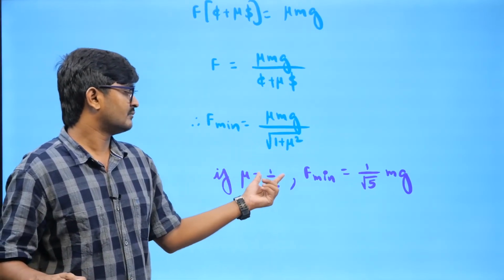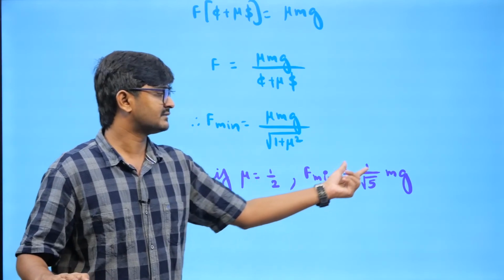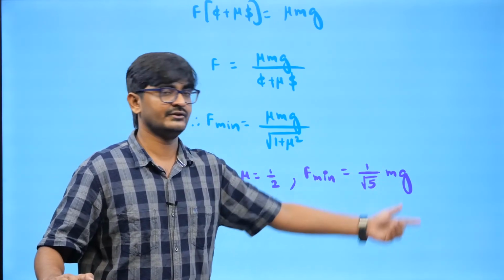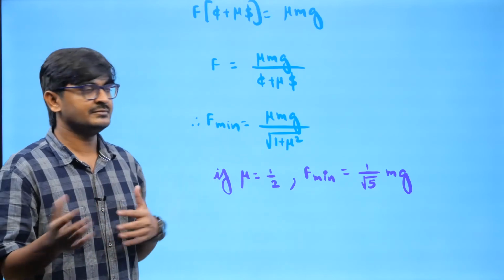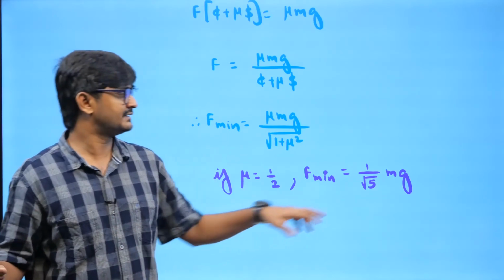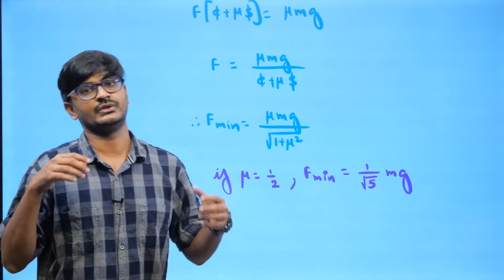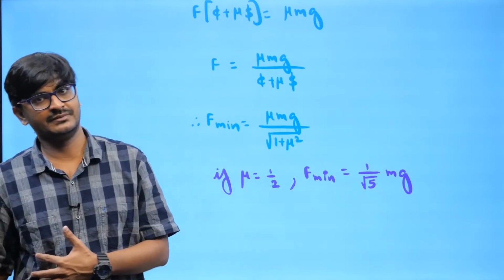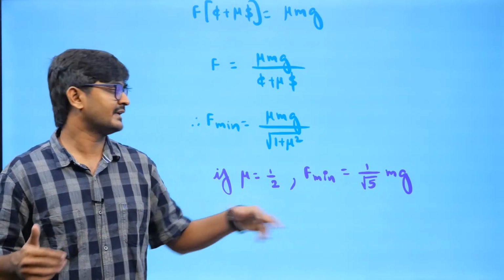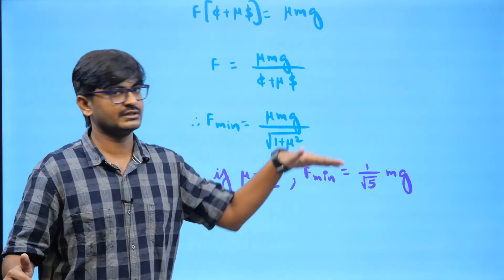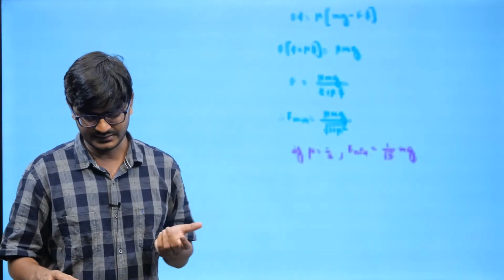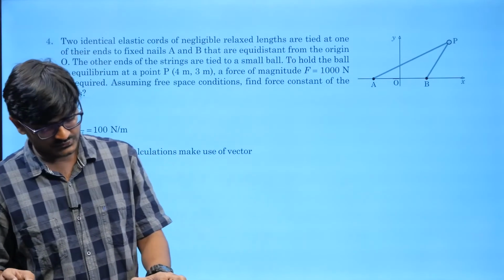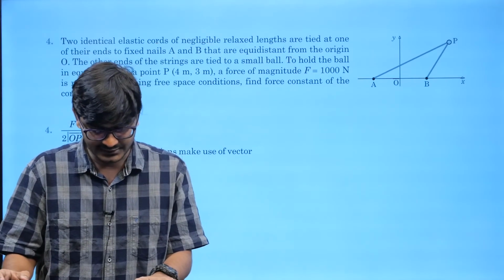Now let me just put mu equal to half, then f minimum is 1 by root 5 into mg. So mu mg is mg by 2, but this is even less than mg by 2. So even by applying less than mu mg, I can still move the block in the horizontal direction. That's what Swan does.